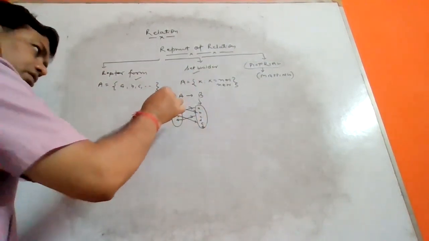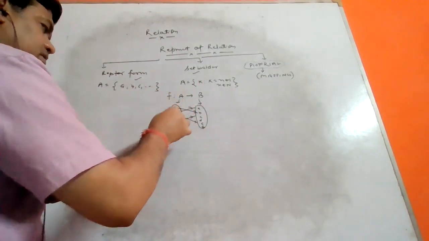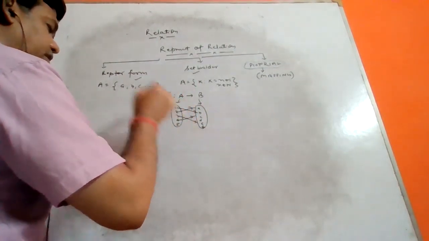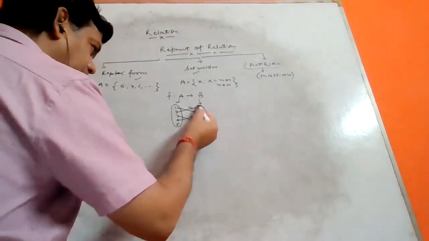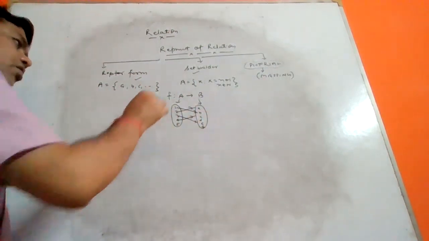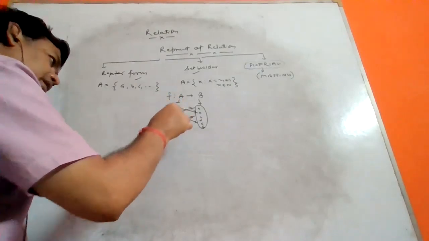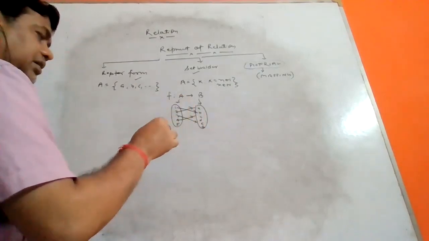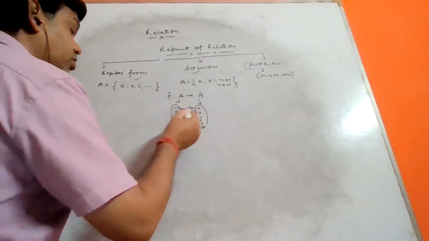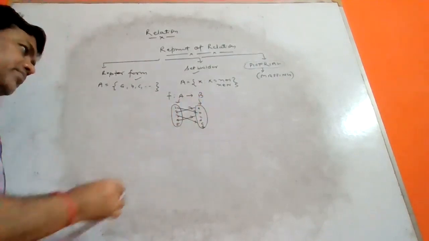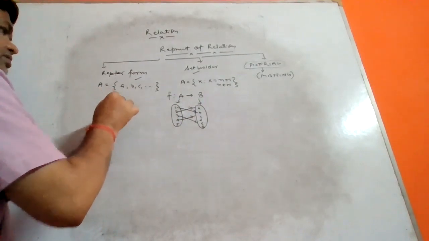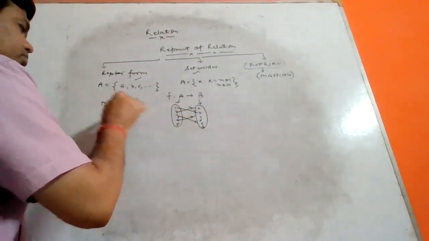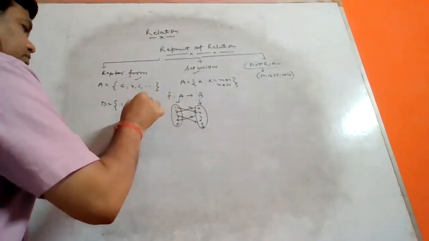Right? Suppose there is a 5 also, but this 5 doesn't relate to any element of B. All the elements should be present in A and working. Working in the sense that they are forming pairs with elements of B, known as the domain. So the list of the domain is what? 1, 2, 3, 4.